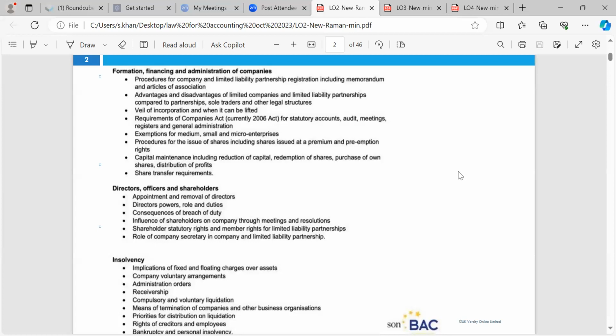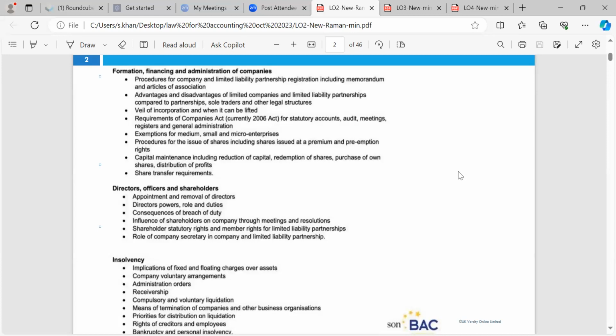We then went on to look at the veil of incorporation and when it can be lifted. Requirements of the Companies Act. Sorry to interject, I am still unclear what this veil of incorporation is. When you look at company law, when does the veil of incorporation lift? When a company does something wrong, when is that veil lifted? The whole point of it ensures that a company is a separate legal entity from its directors and shareholders.